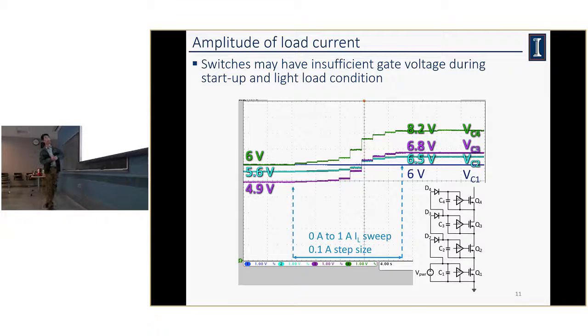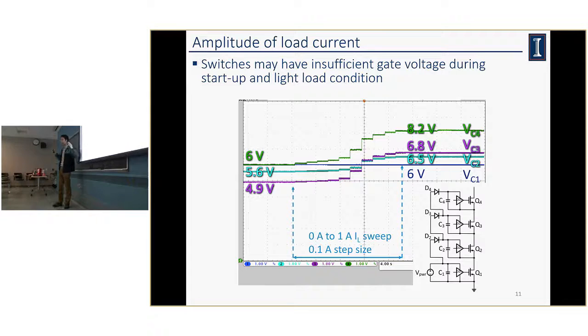So as you can see, although at high current, when the inductor current is 1 amp, you see a very obvious overcharging mechanism, the voltage becomes higher and higher. But if you see during the startup or live load, this overcharging mechanism is not very obvious, and you still suffer from this forward voltage drop of the bootstrap diodes.